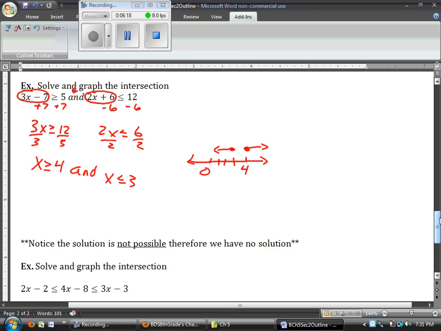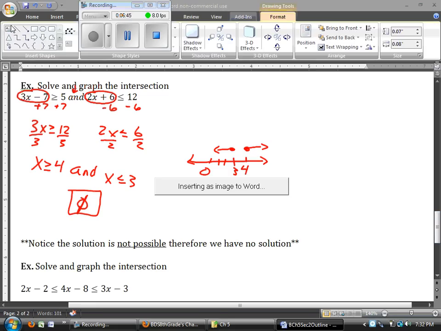As soon as you see this, you have to say there are no solutions. Okay? Because the solutions to an intersection have to make both parts true. It has to be both bigger than 4 and less than 3. And since something cannot be bigger than 4 and less than 3 at the same time, we have no solutions. Okay? I hope that makes sense.